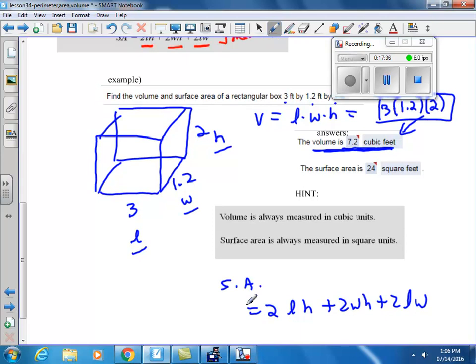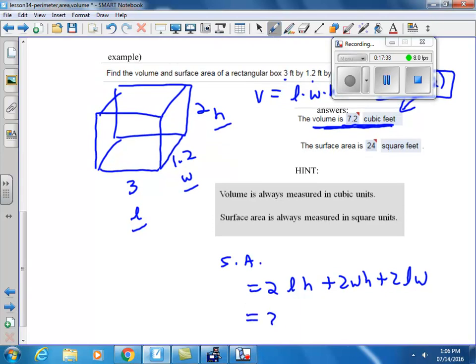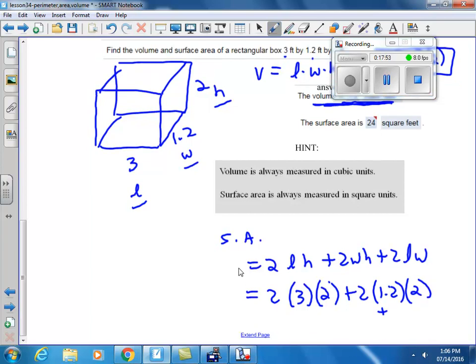And then we can literally fill in the blanks. So 2 times your length, which is 3, times your height, which is 2, plus 2 times your width times your height, plus 2 times your length times your width. Whew. So after all that sweat equity, let's clean that up.